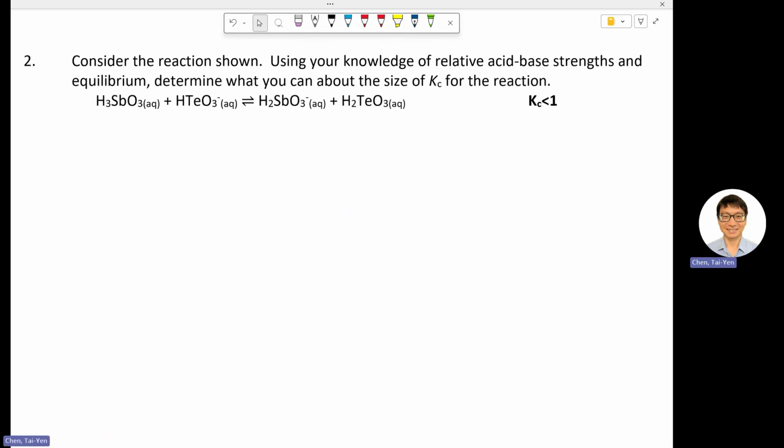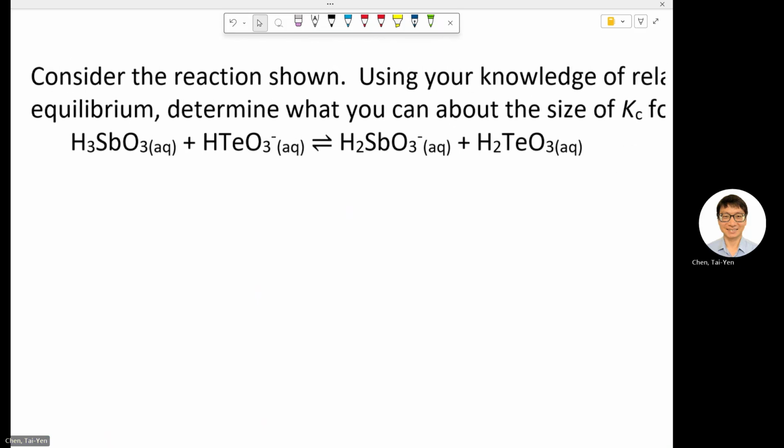Consider the reaction below. Using your knowledge of relative acid-base strengths and equilibrium, determine what you can say about the size of the Kc. Should the Kc be larger, equal, or smaller than 1? You should be able to see in these chemical equations there are two conjugate acid-base pairs, right? So this and that is a pair. This and this is another pair.